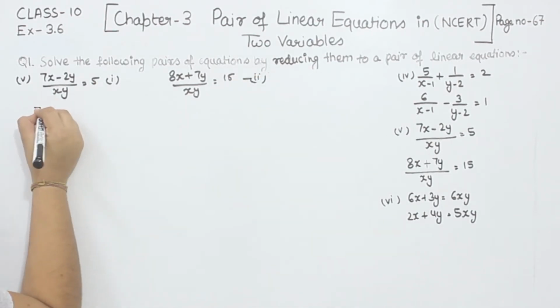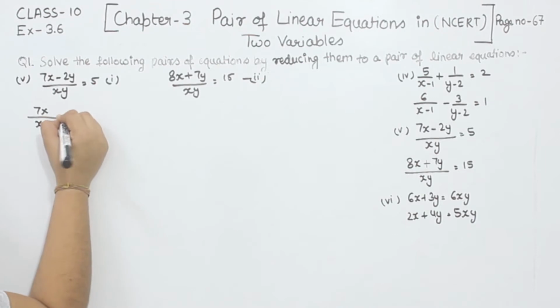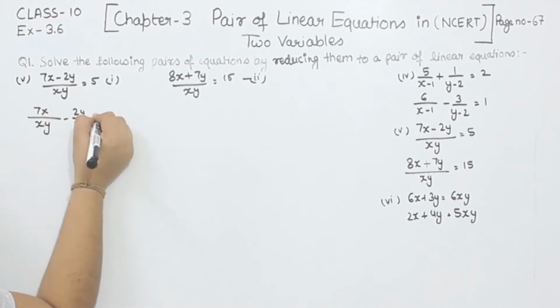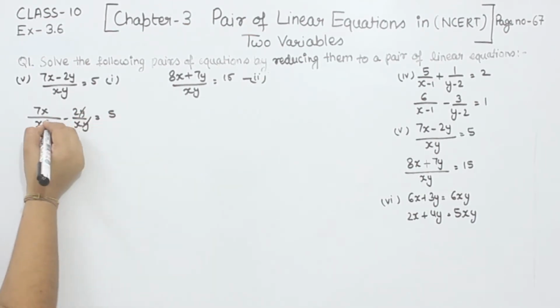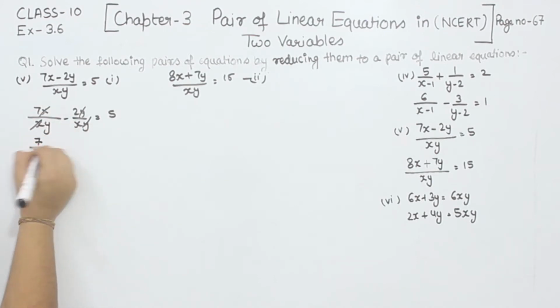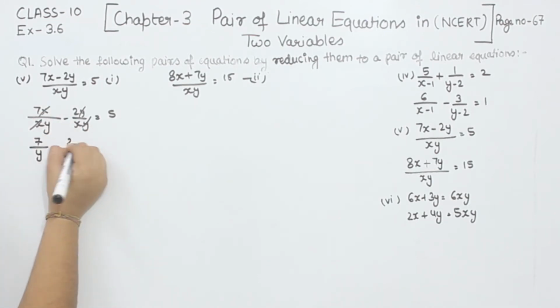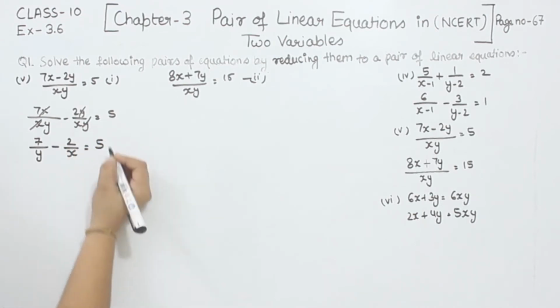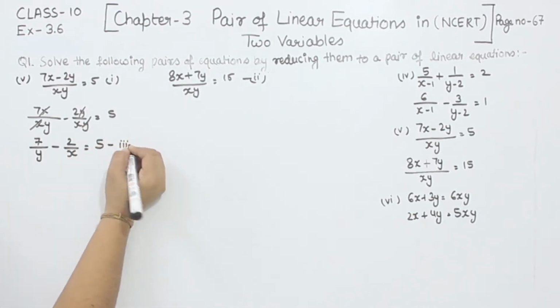We will simplify this one. We are having 7x divided by xy minus 2y divided by xy equal to 5. y is cancelled from y, x is cancelled from x. So we are having 7 by y minus 2 by x equal to 5. This one is equation number 3 here.